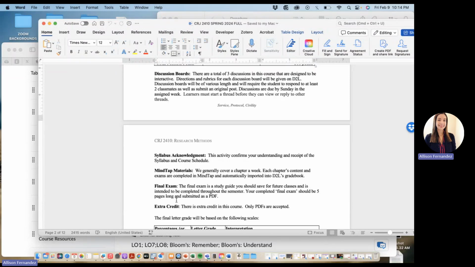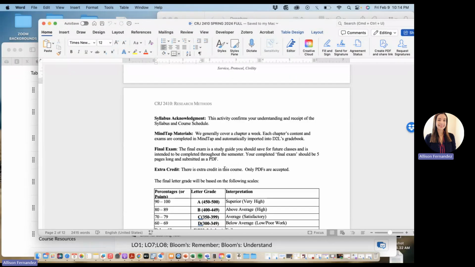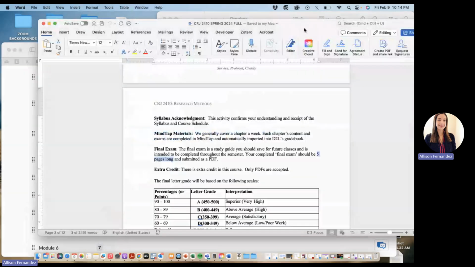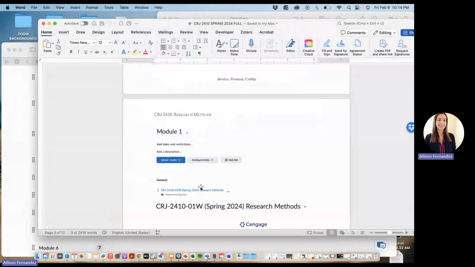Don't worry, it sounds like a lot because it's 5 pages long, but it's not. I promise you it'll be a lot easier than you probably think. It's mainly going to be summaries. So if you look at the end of each of your chapters, you should see the chapter summary and the key terms on each chapter. So you can expect to see that on your final exam / study guide that I want you to really use for your future classes and take that forward with you.